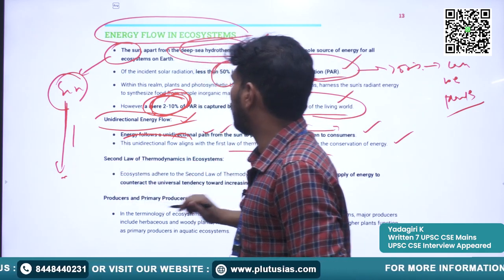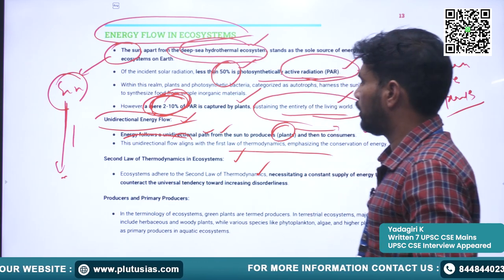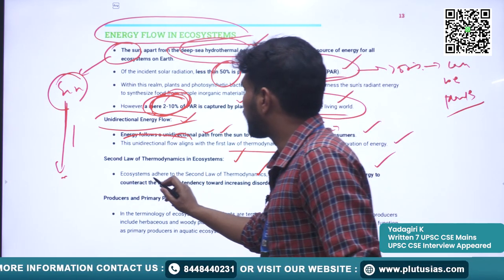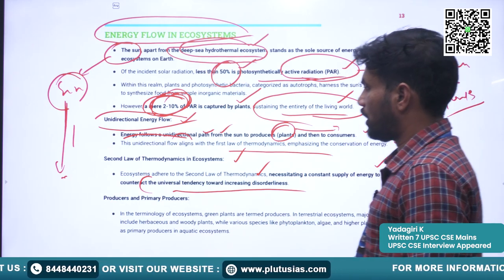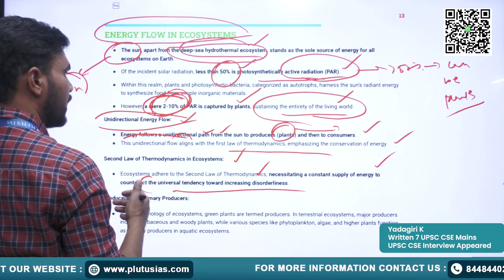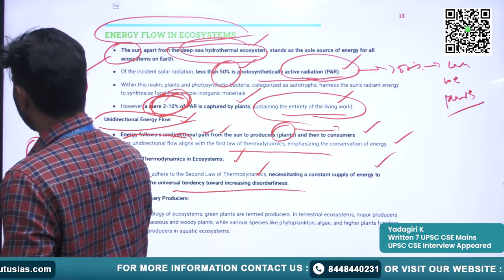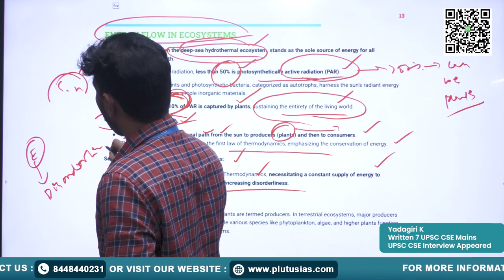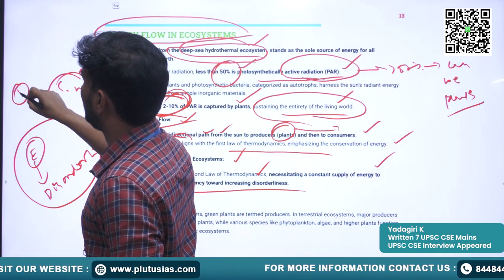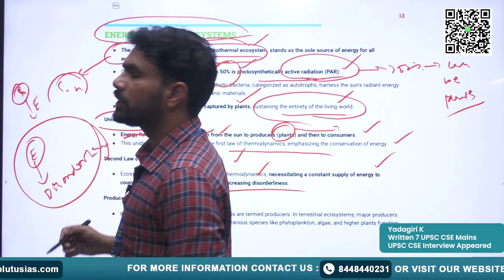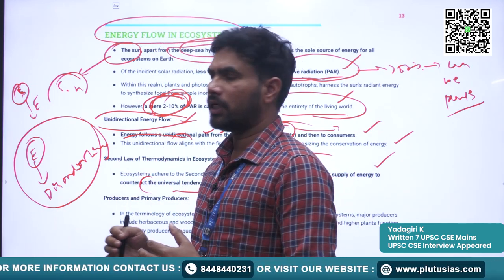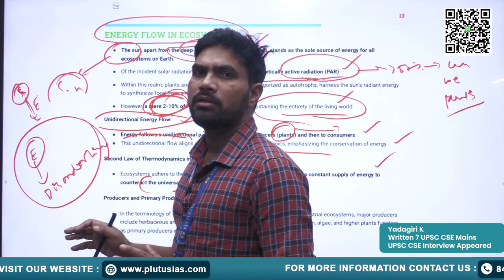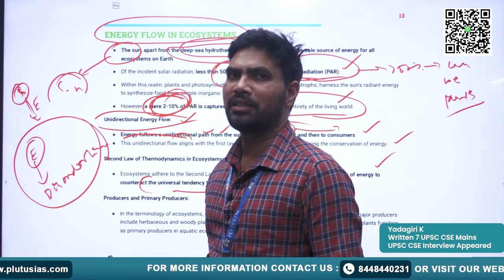Now we will understand the second law of thermodynamics in the ecosystem. The ecosystem adheres to the second law of thermodynamics, necessitating a constant supply of energy to counteract the universal tendency towards increasing disorderliness. So what is the natural tendency of the earth? The natural tendency of earth is to go towards disorderliness. The constant supply of energy from the sun is preventing this tendency of earth, that is disorderliness. Because energy is being supplied from the sun, the order is maintained on the earth. Otherwise we could have become extinct by now.